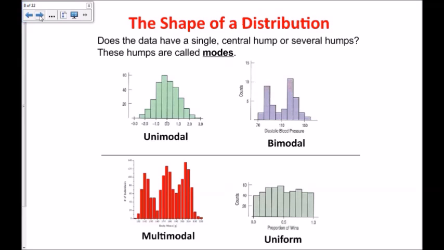When you're describing the shape, you can talk about how many modes. Is it unimodal, meaning it has one mode, there's one peak, or it could be bimodal, where there are 2 peaks. It could be multimodal, where there's 3 or perhaps more. Or it could be uniform, where it's roughly the same all the way across. Those are the 4 ways of describing the mode of our graph.